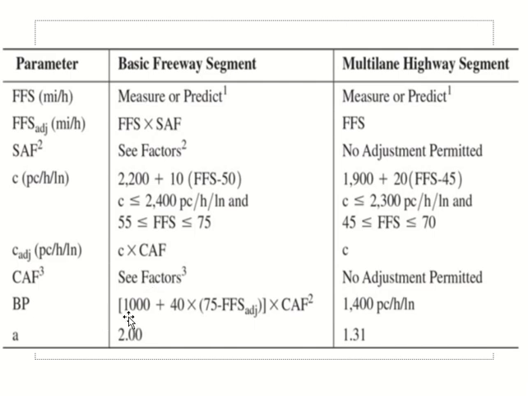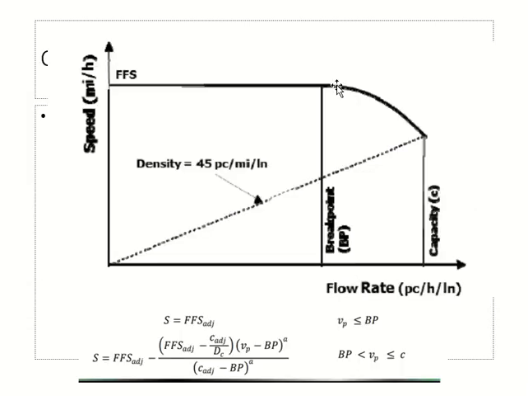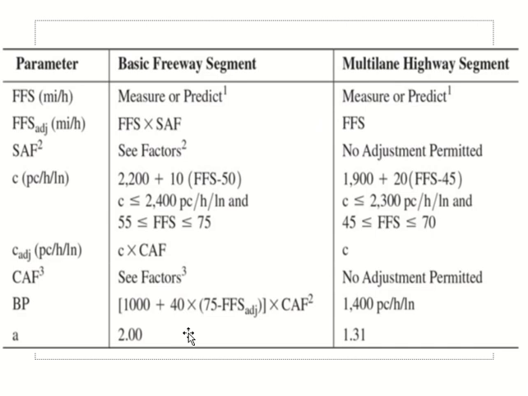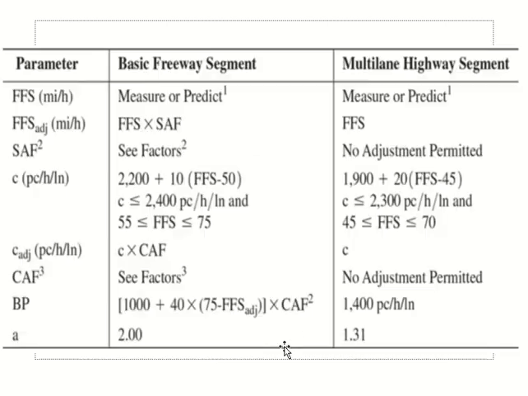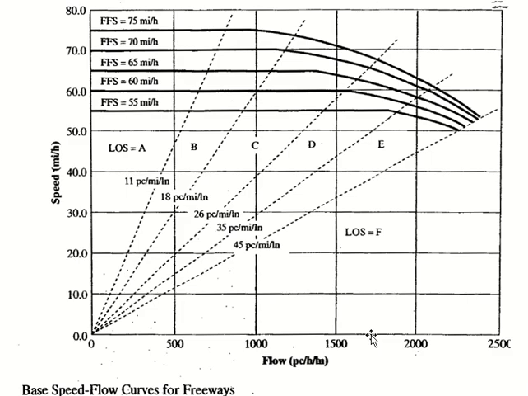Breakpoint for freeways comes from this equation, so free flow speed and capacity adjustment factors. For multi-lane highways, breakpoint is 1400. So I'm talking about this point, the starting of the drop in the curve. And then if you go back to the speed equation for the curve, this part, you see a value of A. This A value is given here for freeways and multi-lane highways.